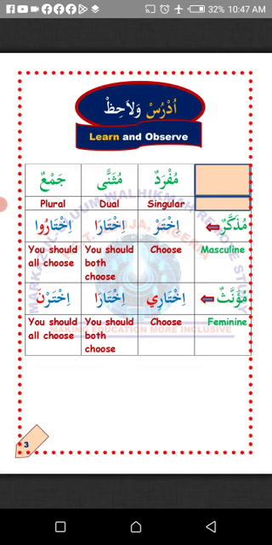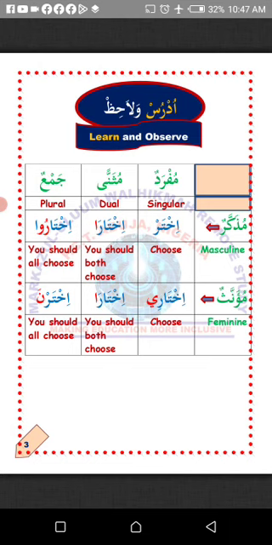MashaAllah. Then we talk about mu'annas, feminine. Being a word in Arabic that represents a female person or a female object, just like the verb ikhtari can only be used to command a single female person to choose. So if there are two, you use the same form of the verb, ikhtaro, to command, which means you should both choose.